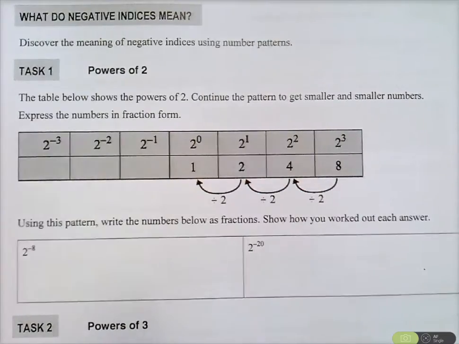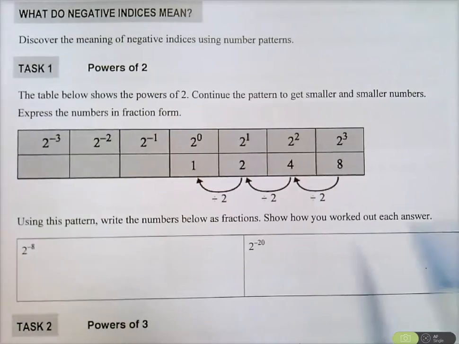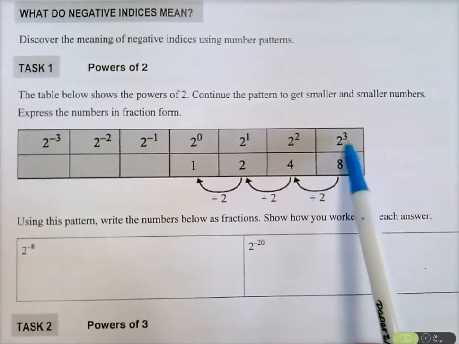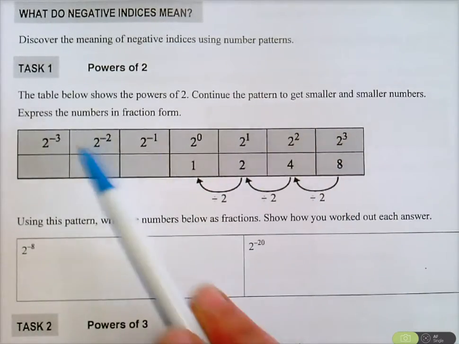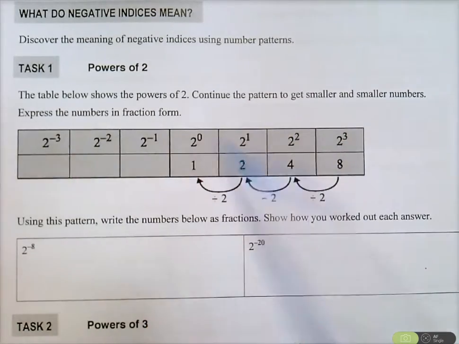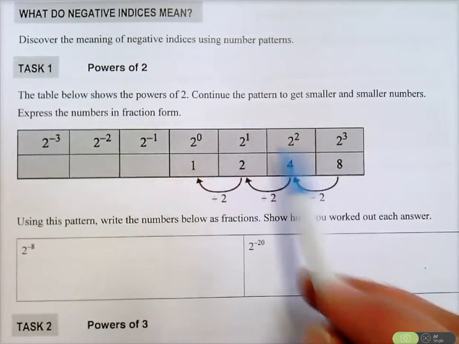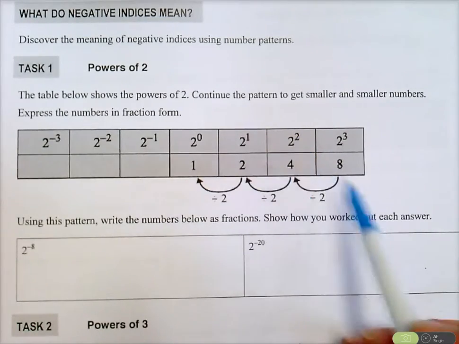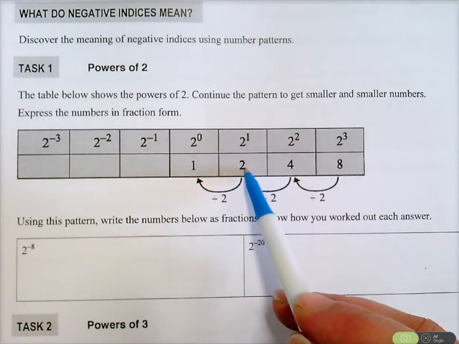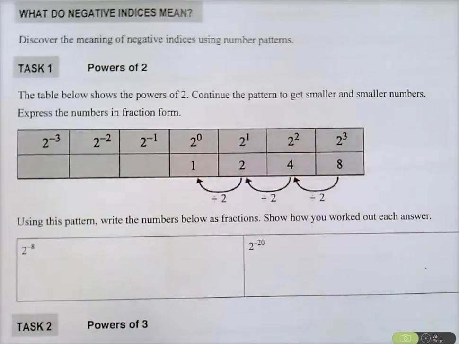Today we're looking at negative indices. We're just going to work through these hot sheets to see what negative indices mean. We obviously know that here we can see powers of 2, but some are negative powers. So 2 cubed we know is 2 times 2 times 2, which is 8. 2 squared is 4. 2 to the power of 1 is 2. We know that 2 to the power of 0 is 1.